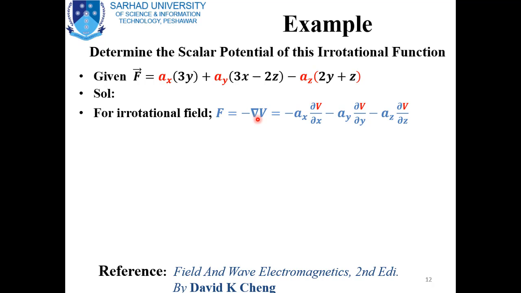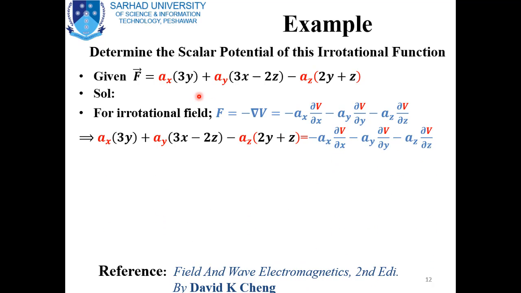In the Cartesian coordinates it is given as minus ax del v by del x minus ay del v by del y minus az del v by del z. So these are the three components of the gradient of a scalar potential v, and f has also three components. So we write f on the left hand side of the equation. These are three terms of the vector f, and on the right hand side we have three components of the gradient of a scalar potential v.